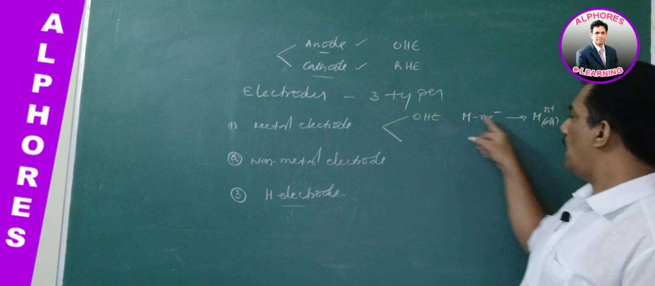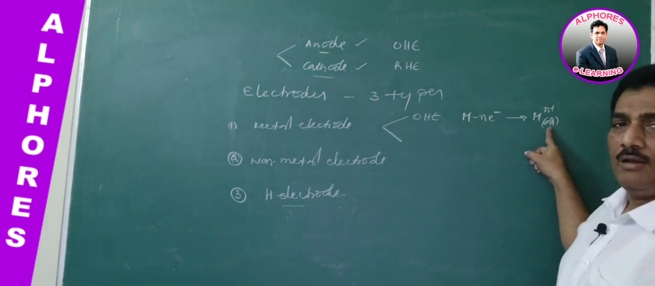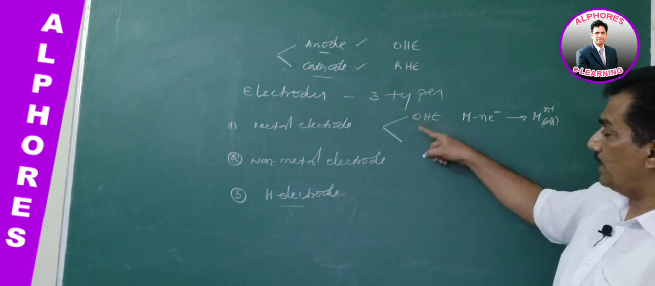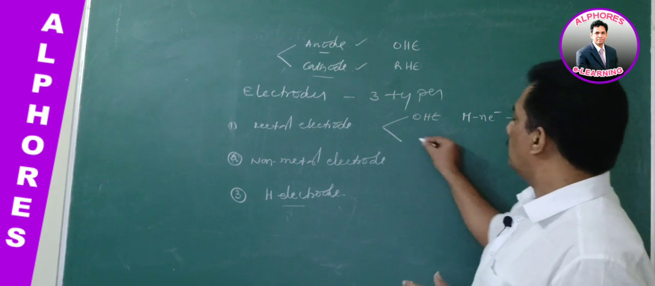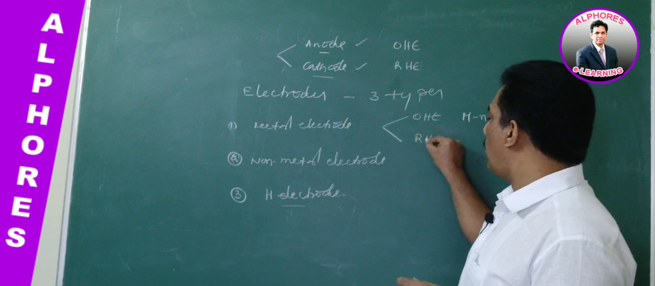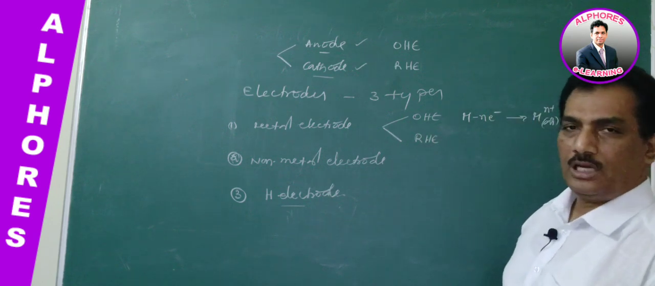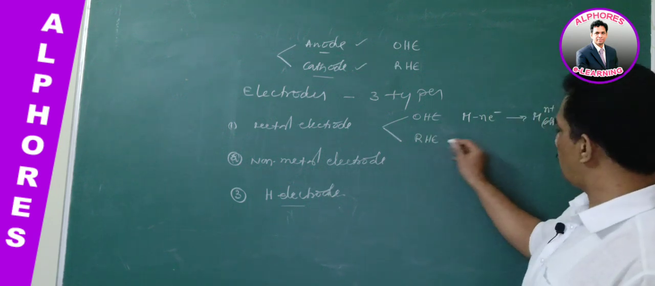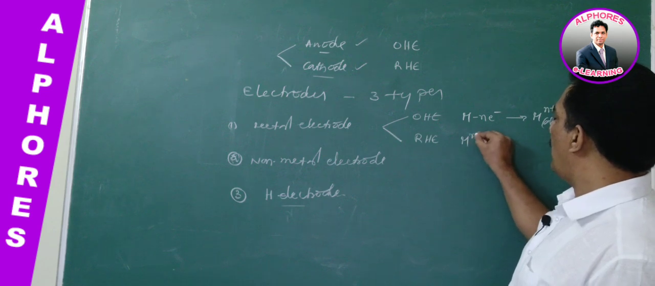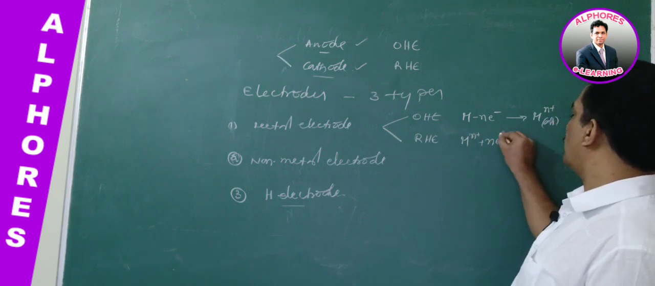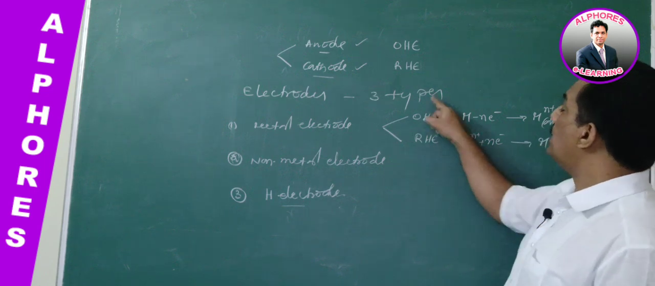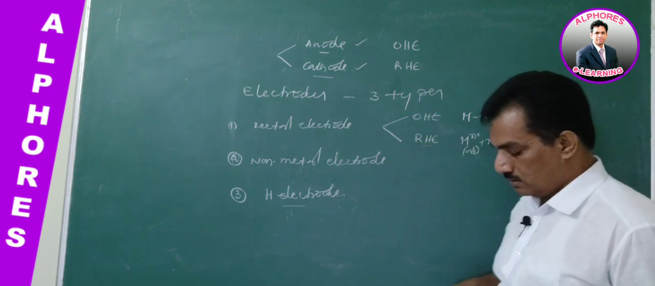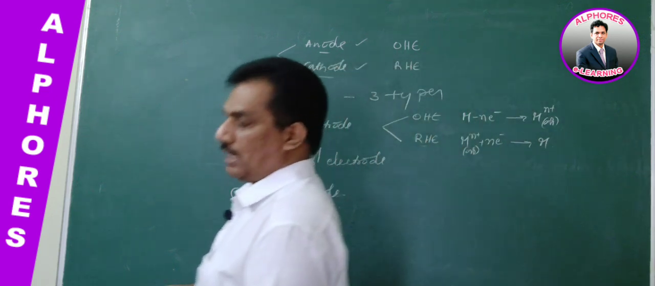We have to write this equation when the metal electrode is behaving as OHE. Sometimes, if it behaves like RHE, then we have to write the reverse reaction, that is, Mn+ by taking n electrons is converting to metal. This is when it behaves like RHE, that is nothing but cathode.